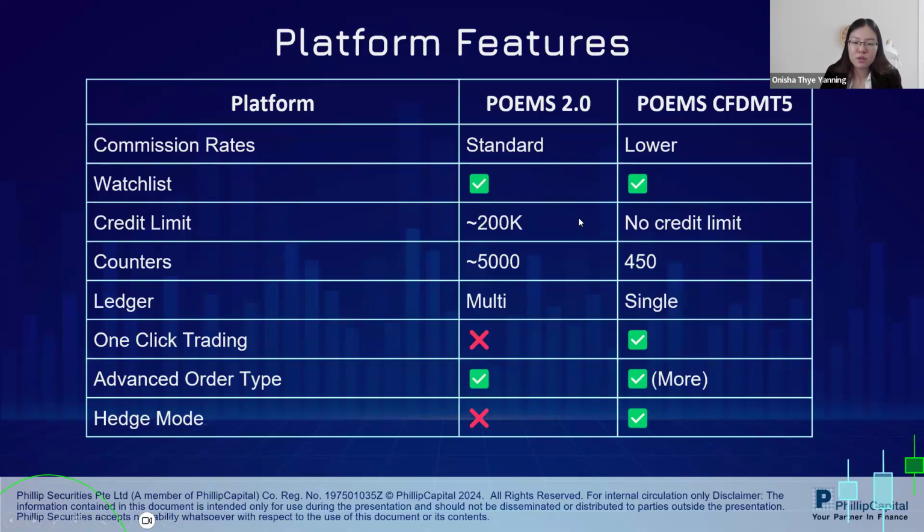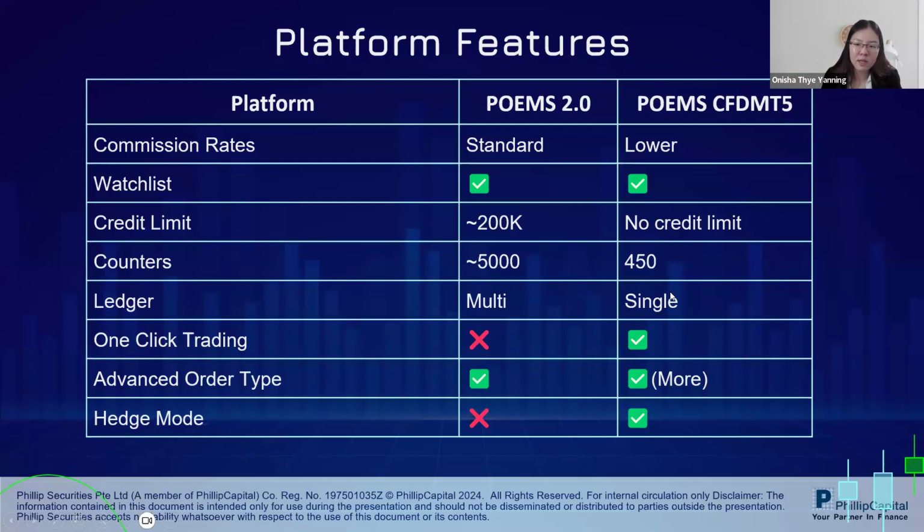The credit limit for POEMS 2 is around 200K, but for POEMS CFD MT5, technically you do not have any credit limit. But you will be subject to margin calls more often if you exercise it to the maximum. I mean, there's no maximum, but it depends on whether you're losing or profiting. For counters, we have around 5,000 in POEMS 2, but for POEMS CFD MT5 we currently have 450. Our CFD MT5 platform mainly offers US stocks, FX and indices, which includes commodities. Technically it's just these three first. In terms of other markets, we're looking into how we can offer counters for them. Next thing, ledger.